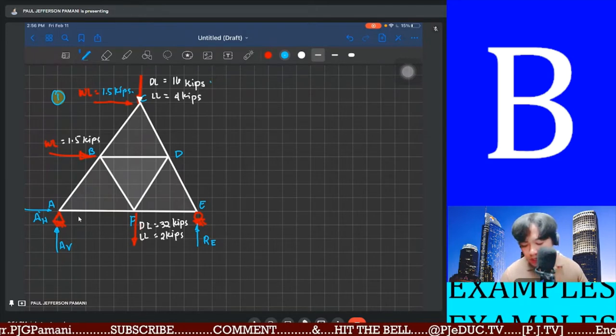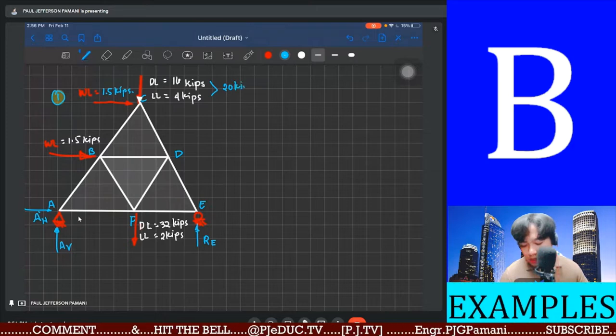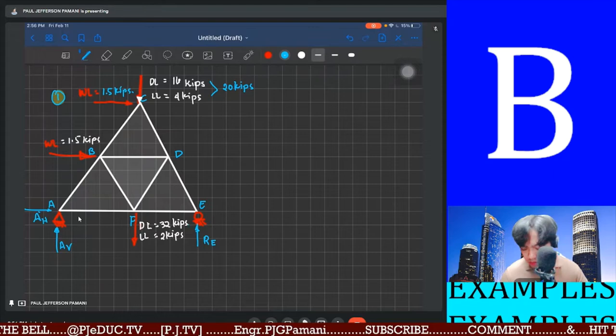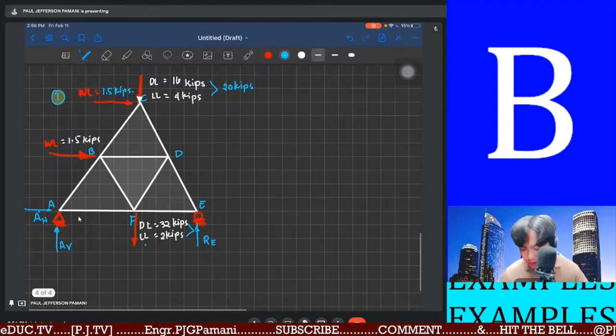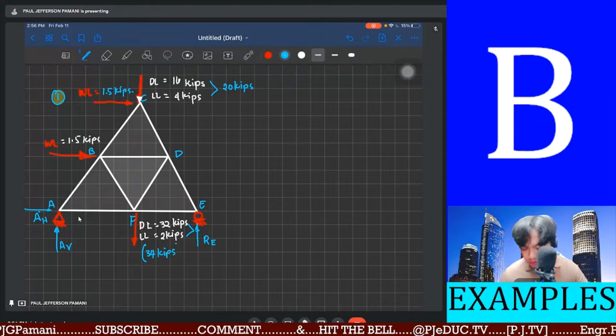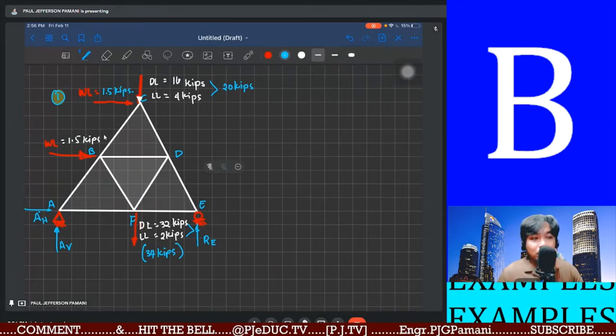So we have here dead load and live load, a total of 20 kips. And another dead load and live load on this one, which is 34 kips. Okay. Then, hiwalay naman na si wind load na yan. Okay.